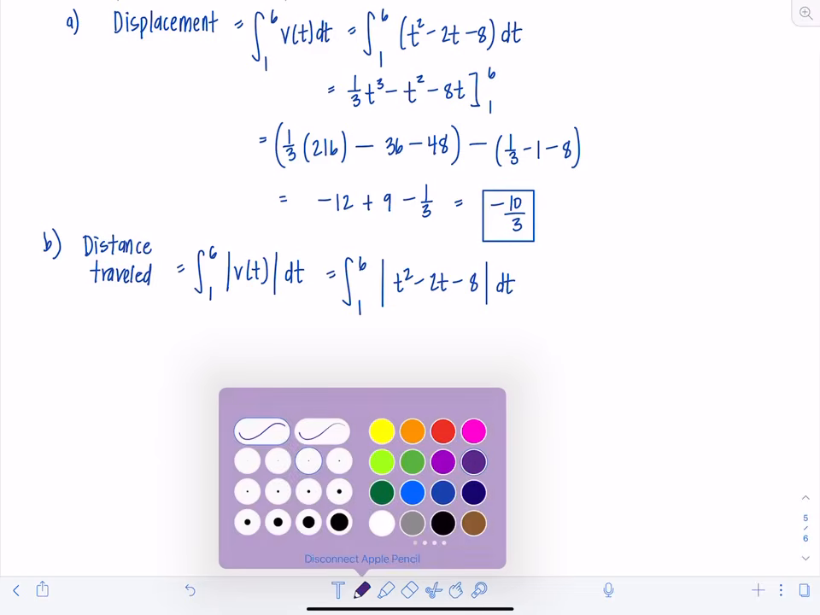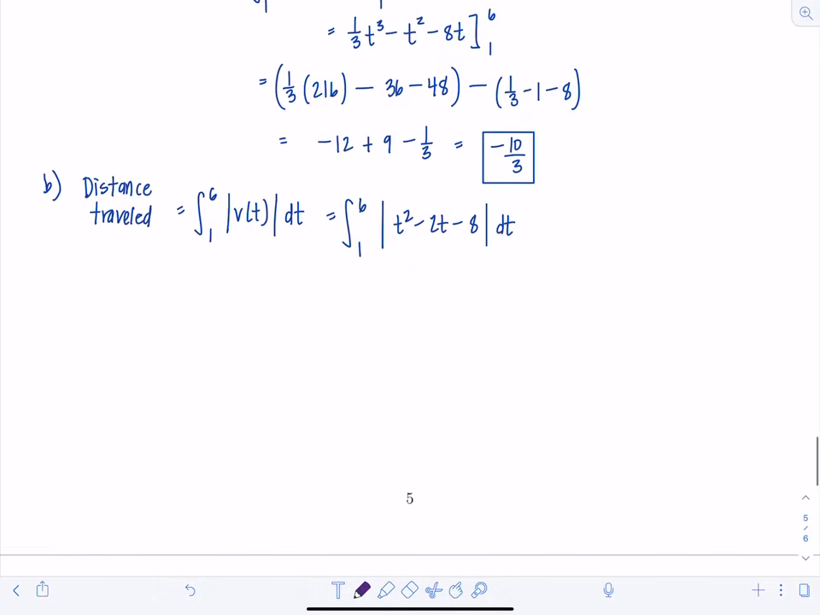And guess what? It's time to rewrite this as a piecewise function. So absolute value of v of t is equal to, I'm going to factor inside so I can identify the zeros more easily. So that's t minus 4 times t plus 2, right? Okay, so since this is nonlinear, I have to test intervals to see where it's positive and where it's negative. So on the number line, I'm just going to list out where the zeros are. So we'll have negative 2 and positive 4.